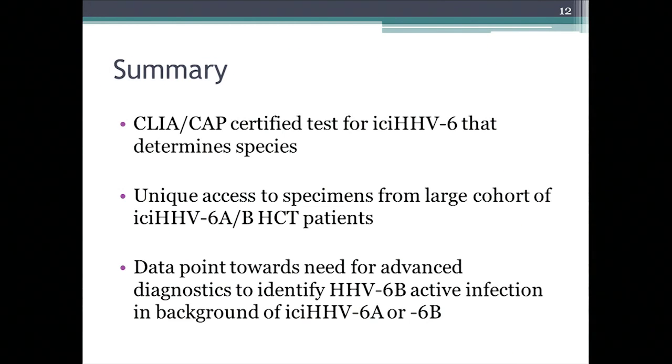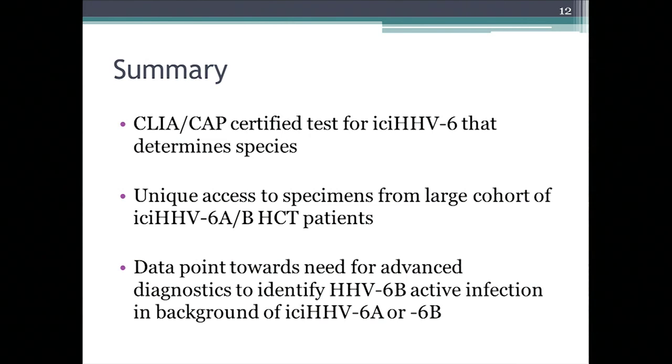And so I will mention that this ddPCR assay is available in our CLIA-CAP certified facility. So this is a clinically available test for ICI HHV6A and B that only requires blood cells as opposed to hair or hair follicles or nail trimmings. And we do have unique access to specimens from a large cohort of integrated patients, thanks to our collaboration with the researchers at the Fred Hutch. And this data really does point towards the need for more advanced diagnostics to identify HHV6B active infections in the background of either integrated A or B.